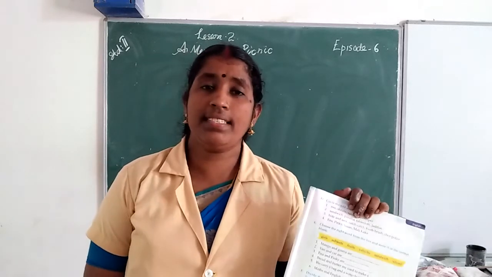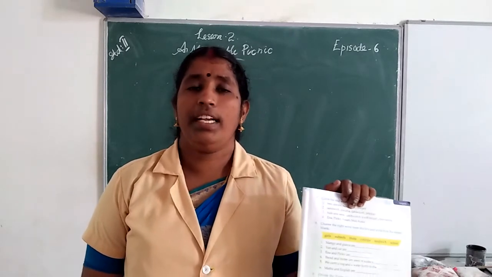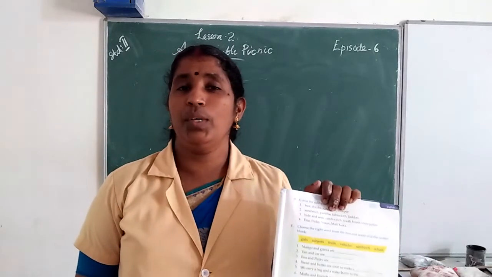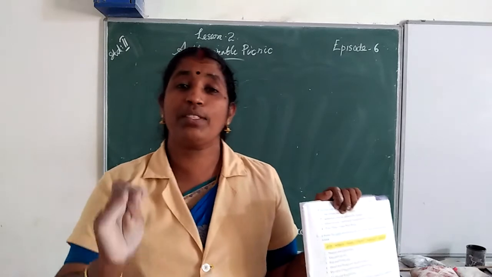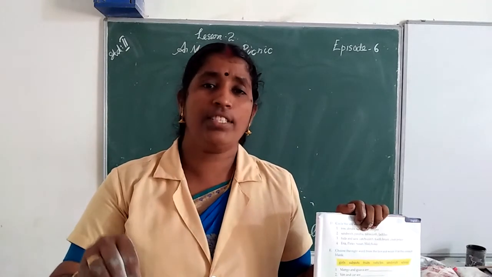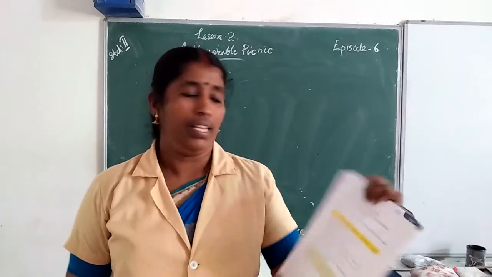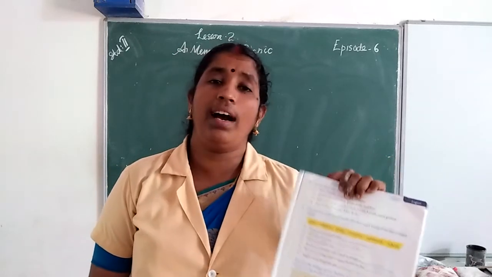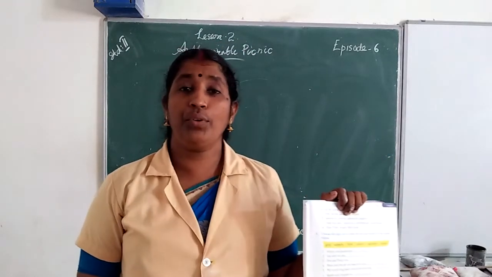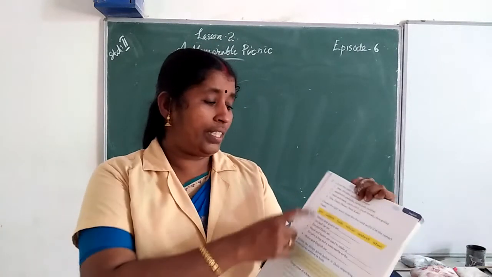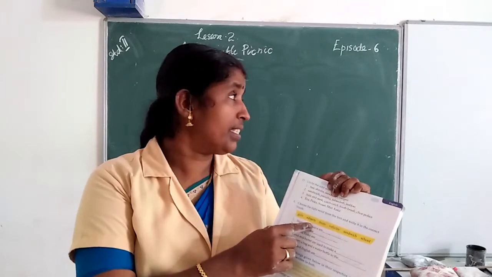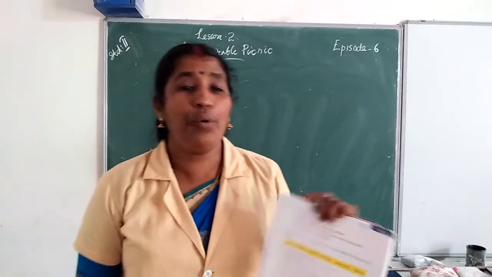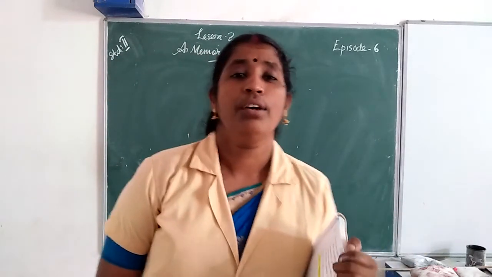Then sandwich. S-A-N-D-W-I-C-H. Sandwich. Then the last one, school. You all know the spelling of school. What is the spelling of school? S-C-H-O-O-L. School. There are 6 words in this. The first one is mango and guava are. Is it girls? No. Is it subjects? No. Is it fruits? Yes, very good. Mango and guava are fruits.